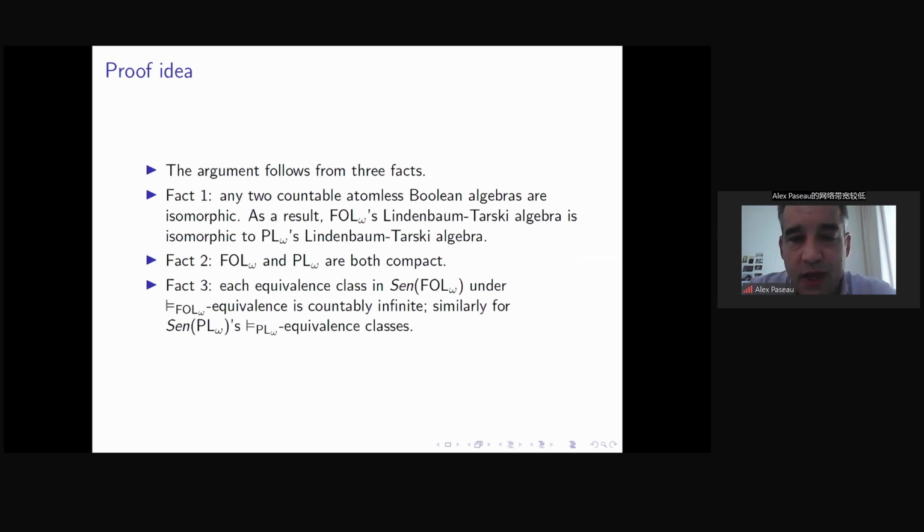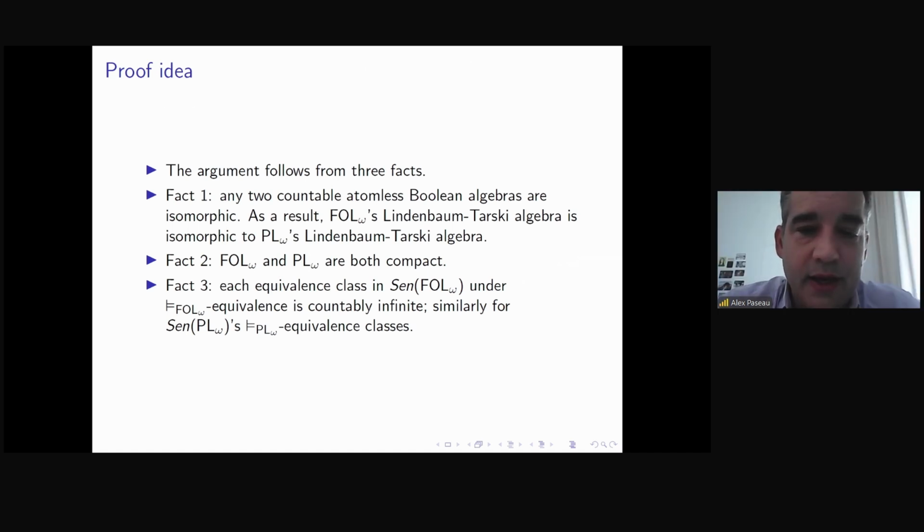The argument follows from three facts. If you have any two countable atomless Boolean algebras, then they're isomorphic. As a result, first-order logic's Lindenbaum-Tarski algebra is isomorphic to propositional logic's Lindenbaum-Tarski algebra. I'll give a little explainer in a second. I don't know who exactly the audience is and what exactly everyone's logical background is, so I'm going to give a brief explainer on Lindenbaum-Tarski algebras on the next slide, just so that we're on board. The little omegas there just indicate they're countably infinite. We're talking about countably infinite first-order logic and countably infinite propositional logic, where the vocabulary is countably infinite. So the basic fact is that any two countably infinite atomless Boolean algebras are isomorphic. If they're atomless, they can't be finite.